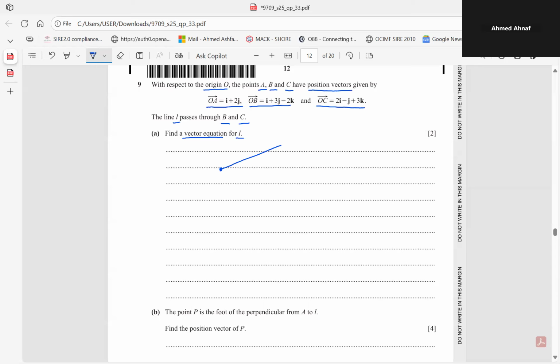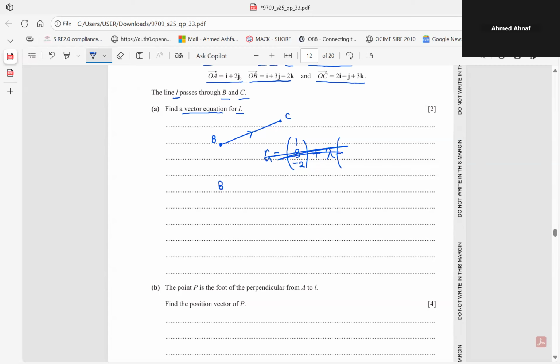So we know that L passes through B and C. Hence, our vector equation will include a position vector of one of the points on the line. So it can be either B or C. So I'm going to choose B. So hence, this is going to be r equals OB, so (1, 3, minus 2), plus lambda. This is going to be a direction vector for line L. So we can take BC as an example.